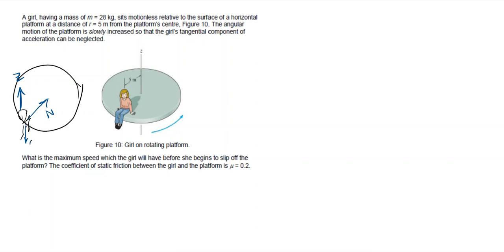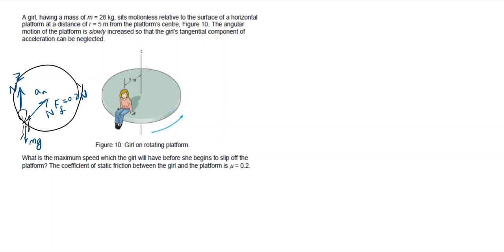The weight of the girl is mg toward the negative z direction, and N, which is always perpendicular to the surface, is the normal force. As I said, the friction force acts toward the center of the platform, and the force of friction is equal to 0.2 N.